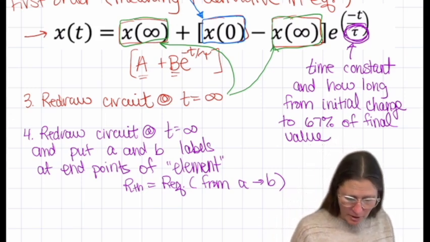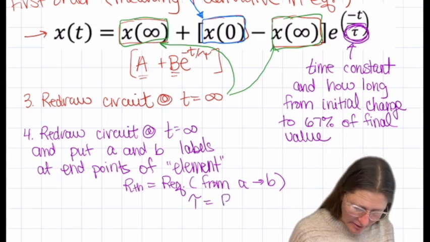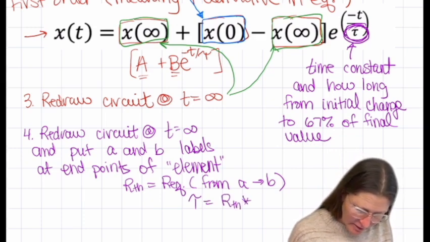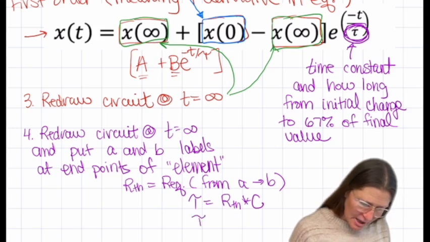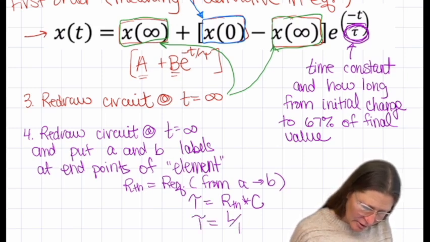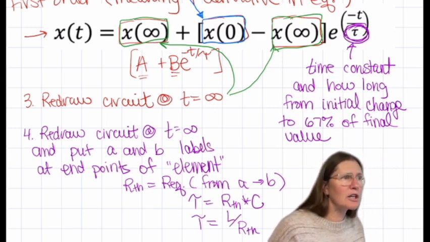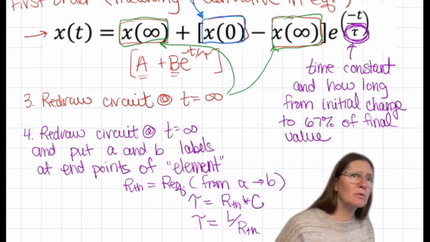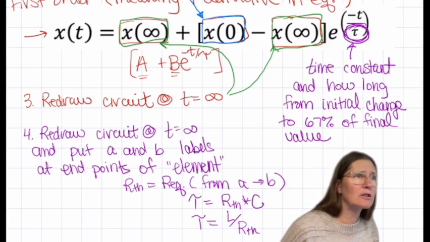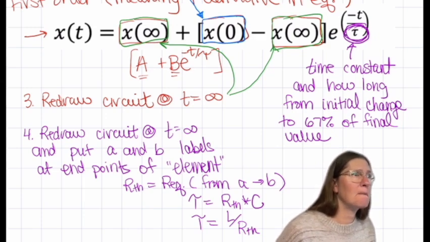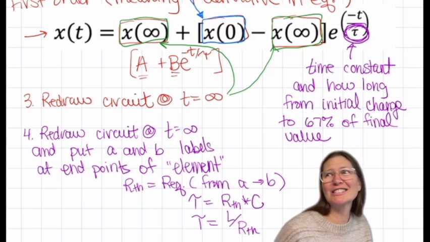Tau for a capacitor is RTH times the C value. Tau for an inductor is L over RTH. So you're finding that RTH value to find tau, and that will be the final circuit. And again, why the final circuit? Why not the initial circuit? Anyone answer that one?